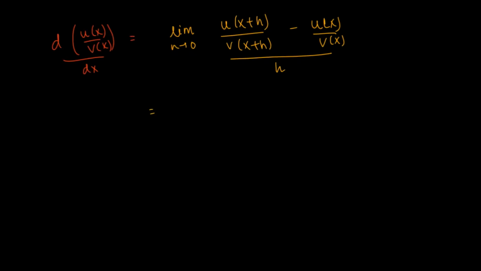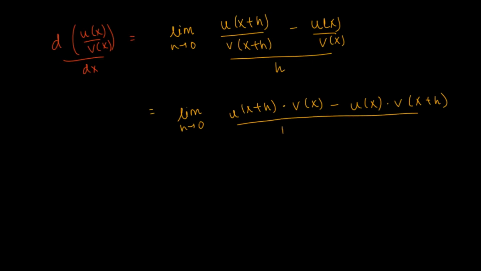And you can take some things common out, so let me write the limit as h goes to 0 of u of x plus h times v of x minus u of x times v of x plus h. I'm just subtracting the fractions. All of this divided by h times v of x times v of x plus h.